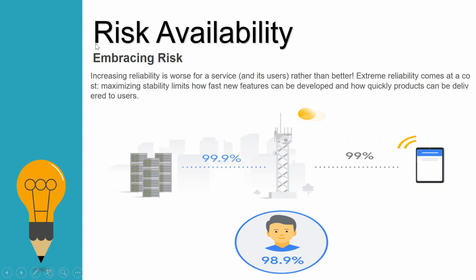And the risk is based on this: suppose we are delivering new features every week, or every 3 or 4 days, then we can say there is more risk to our API when the customer is using it. It depends on how fast new features can be developed and how quickly products can be delivered to the users. Based on these two parameters, our risk can be categorized.